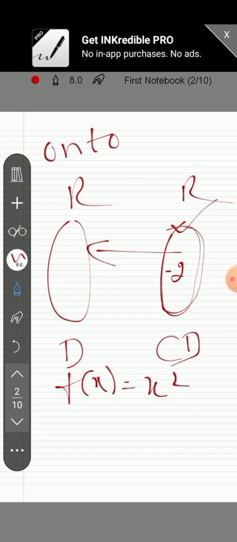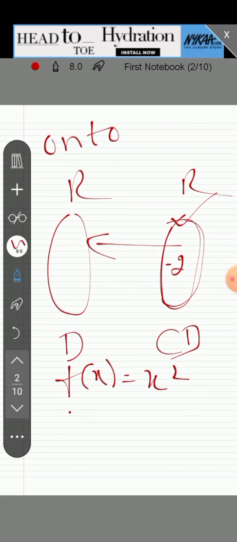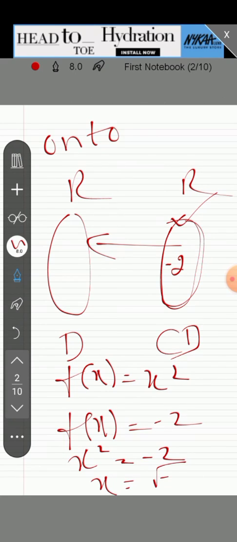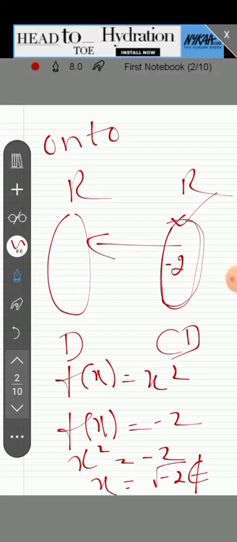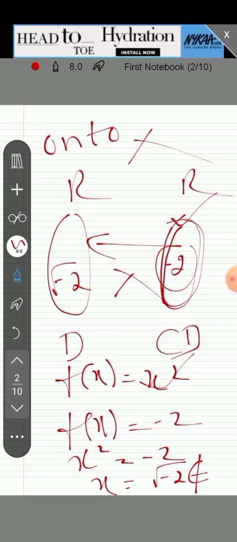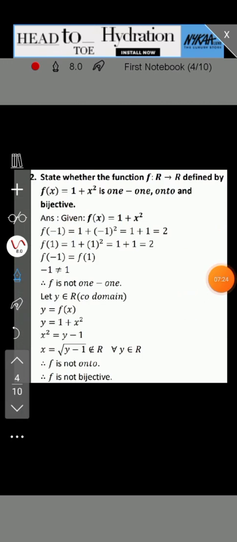So now here we have minus 2, but f of x is equal to x square. Here f of x is equal to minus 2 means x square is equal to minus 2, so x is square root of minus 2. It is not there in our real numbers. The pre-image for minus 2 is not there in the real numbers. Square root of minus 2 is not a real number, it is a complex number. So for this minus 2 we don't have the pre-image. So this function is not onto. To become onto, for every element of the codomain there should be a pre-image in the domain.